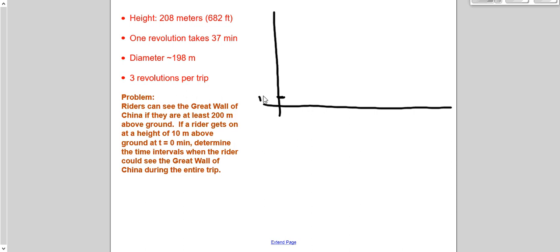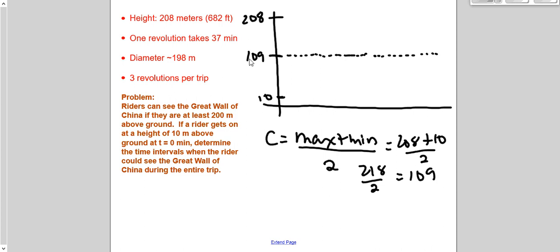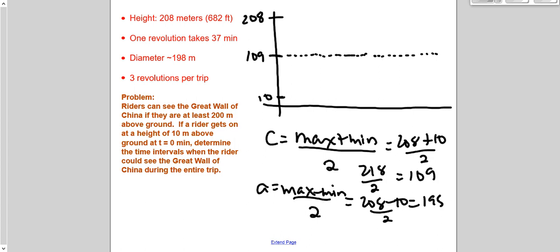All right, so we get on at 10 and it has a total height of 208, which means the distance between here and here is 198. To figure out my C value, I want to find the average between here and here. So max plus min divided by 2: 208 plus 10 divided by 2, so 218 divided by 2, which is 109. So my halfway mark is at 109. I'm going to put a dotted line across because that's my sinusoidal axis. Now my amplitude is max minus min divided by 2, so 208 minus 10 divided by 2 is 198 divided by 2, which is 99.